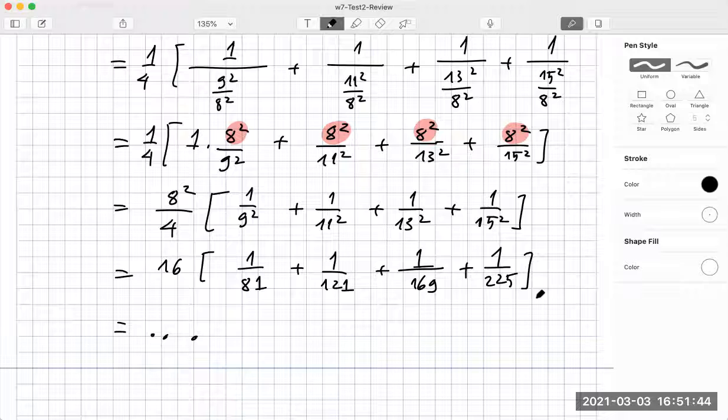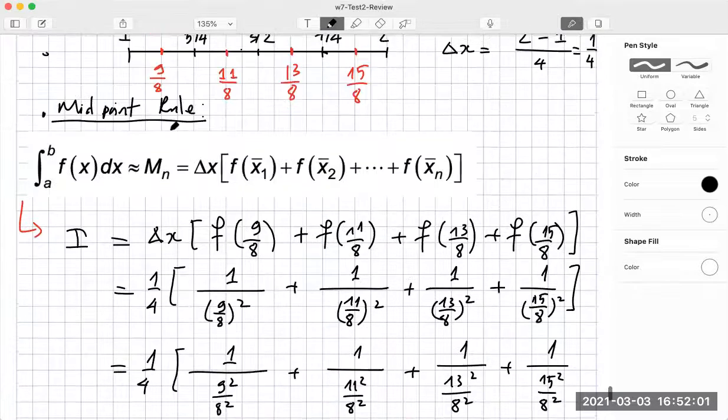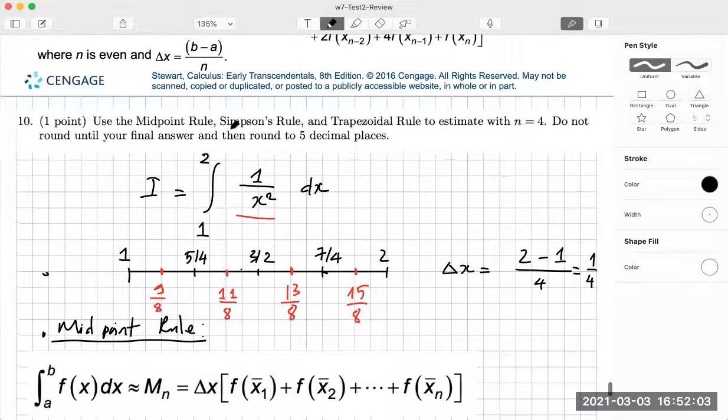In the exams, you can leave it here. I'm fine with that. Or if you use your calculator, you can approximate it as closely as you want. Okay, that is the midpoint rule. And then we need to do the Simpson rule.